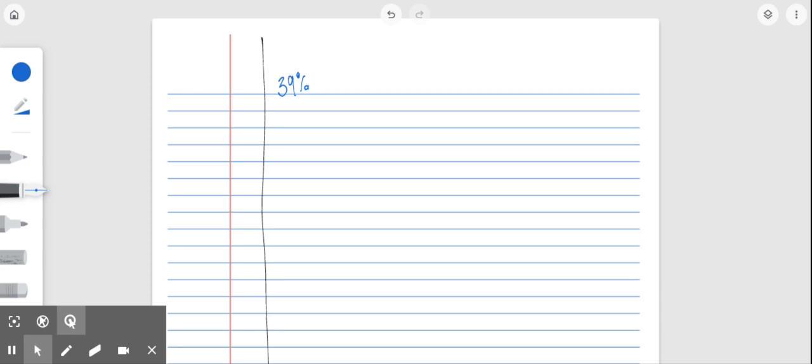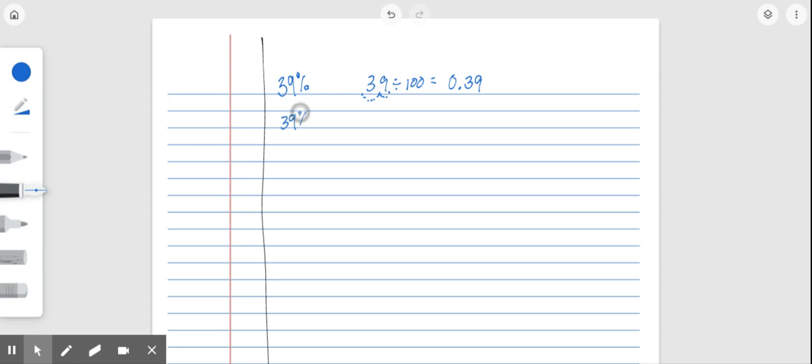39%. So again, I take 39 and I divide it by 100. Or I move the decimal 2 places to the left. And I'm going to get 0.39. Okay, notice what I was doing is I took the decimal from the end of the 9 and I moved it 2 places. And those 2 places represent the 2 zeros in 100. So 39% equals 0.39. Okay.